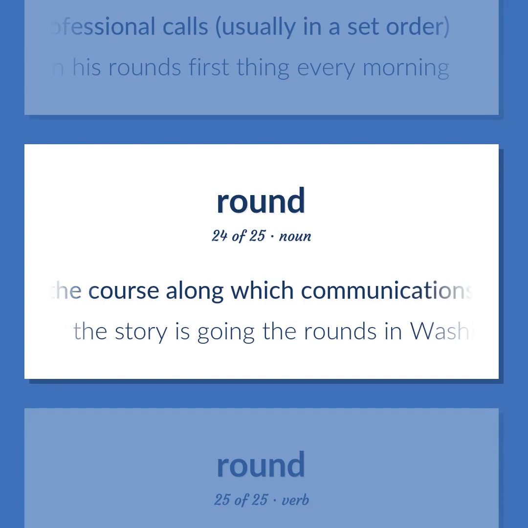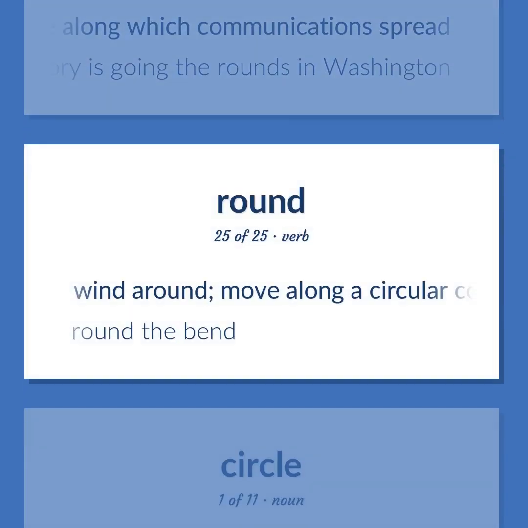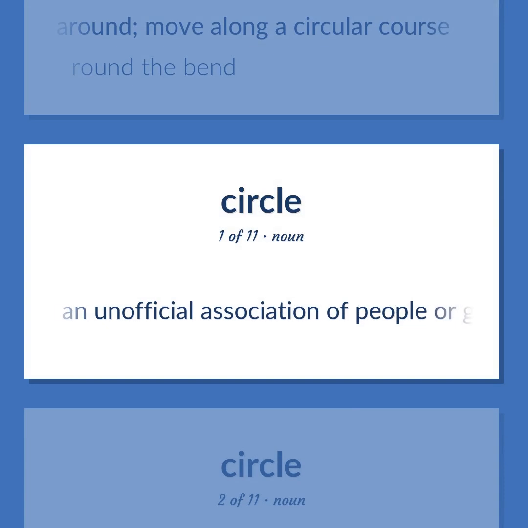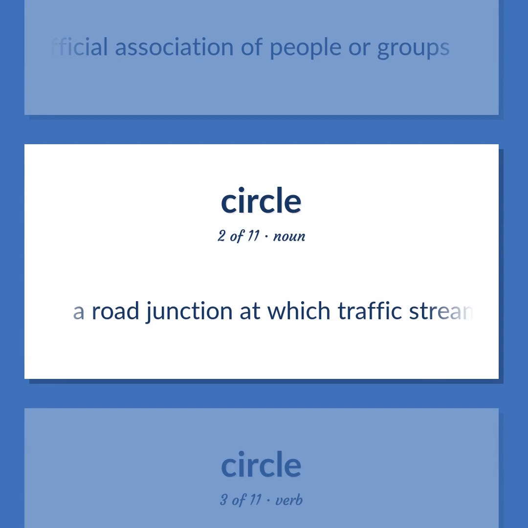The course along which communication spread. The story is going the rounds in Washington. Wind around. Move along a circular course. Round the bend. An unofficial association of people or groups. A road junction at which traffic streams circularly around a central island.